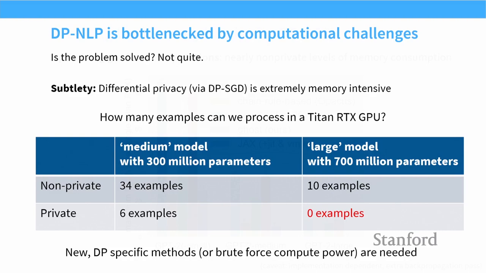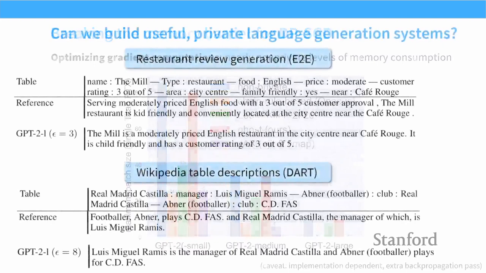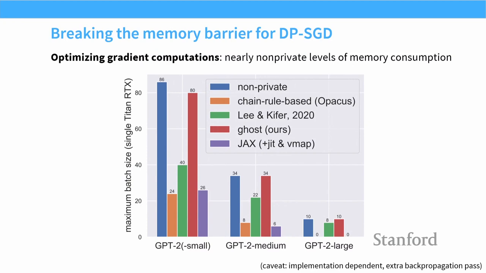By using various tricks involved in modifying the backpropagation algorithm, what you could actually get is memory usage that was on par with the non-private algorithm. And that's a cool little trick that we developed, but because of that, we can now really scale up the size of these models and finally get private models that were almost close in performance to their non-private counterparts.